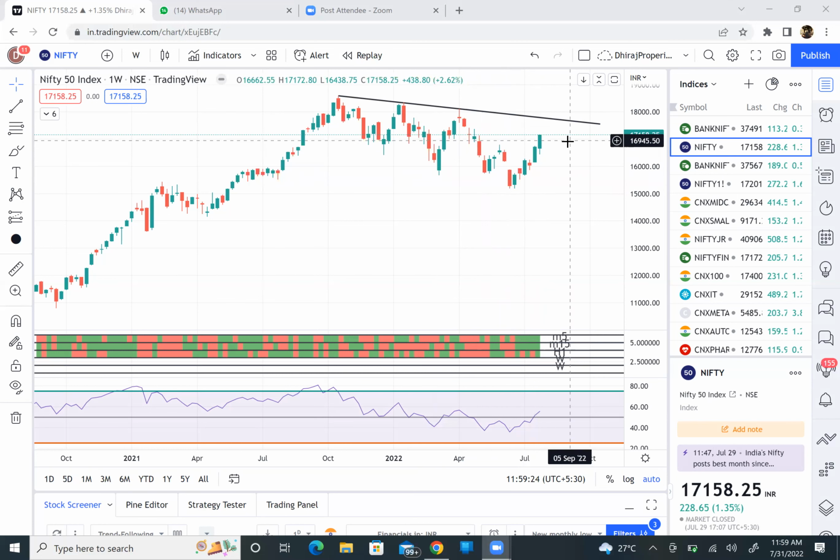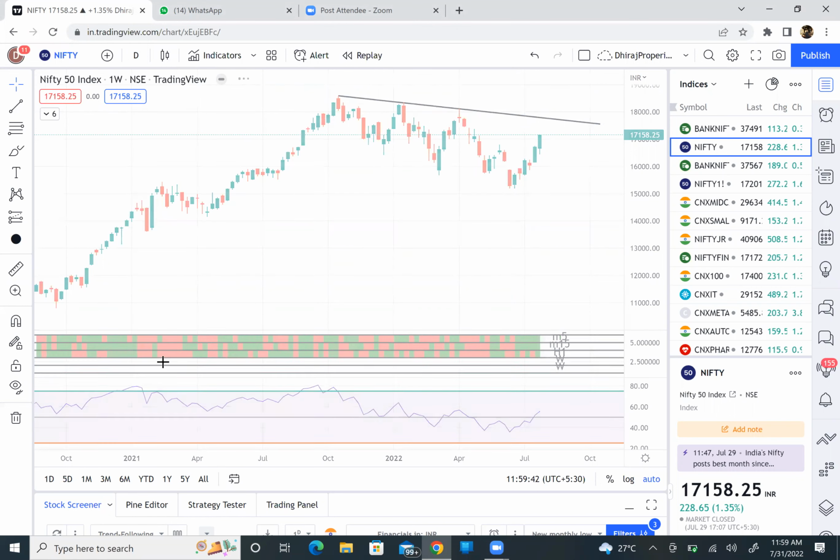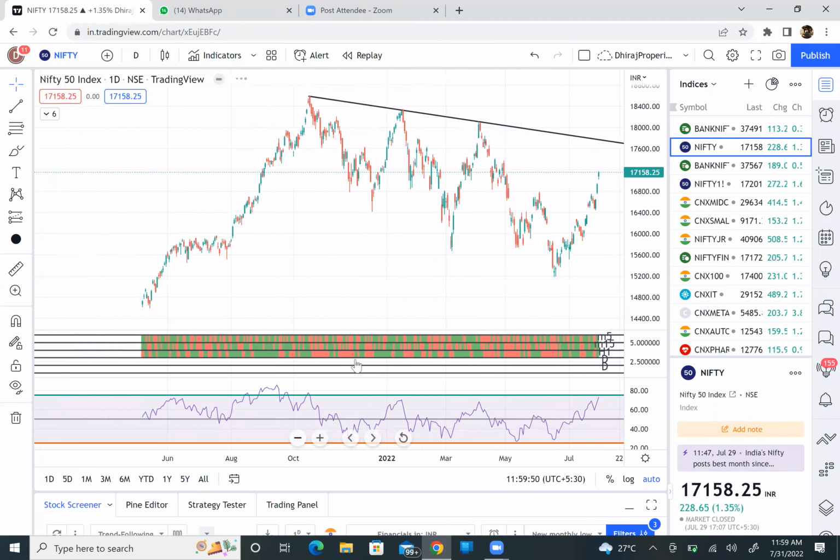So this is where we are on the Nifty weekly time frame. Any questions before I proceed? I think if my Zoom comes off, then I will have to join back. It's very much possible. Okay, let me quickly do a daily analysis. Now you see the daily analysis, right? Let me zoom in.